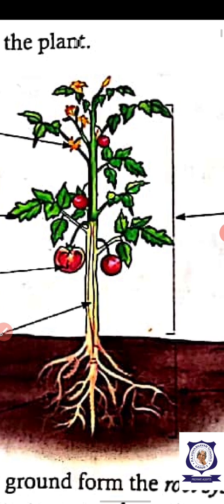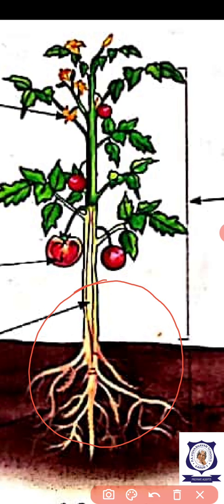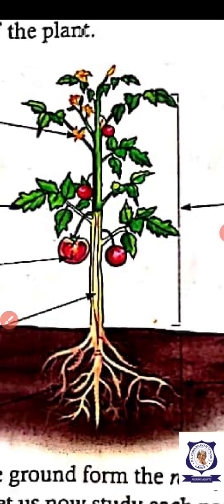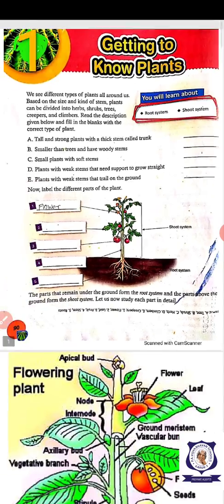The parts of a plant include the root and the shoot. What is the root? Root is the part buried under the soil. What is the shoot? The shoot is the part exposed outside the soil. That is the shoot system. So, a plant has the shoot system and the root system. The above part is the shoot system and the below part is the root system. Okay.